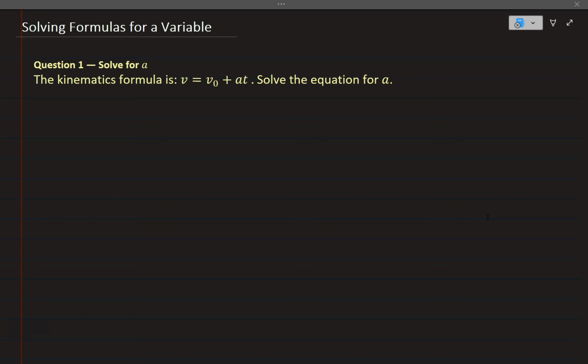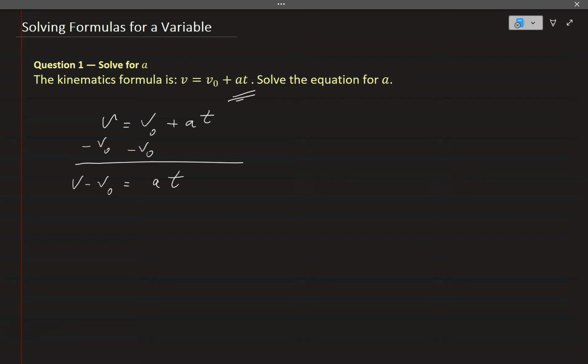All right, first one, we're going to solve for A. We have this kinematics formula, V equal to V naught plus AT. That's V final equal to V initial plus the acceleration times time. The question is, solve the equation for A. That means we need to isolate the AT term. So let's start out with V is equal to V naught plus AT. We're going to subtract V naught from both sides. So this would be negative V naught, negative V naught, and then we get V minus V naught equal to AT.